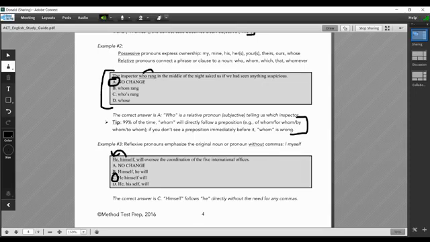Like I said, it doesn't come up a ton, but it comes up from time to time, and if you know this rule, man, you're always going to get it right.